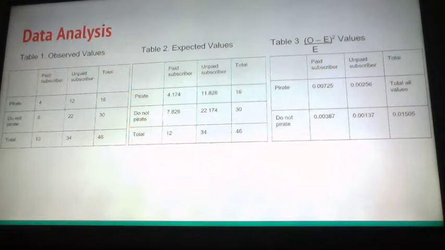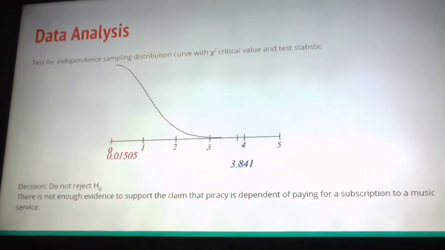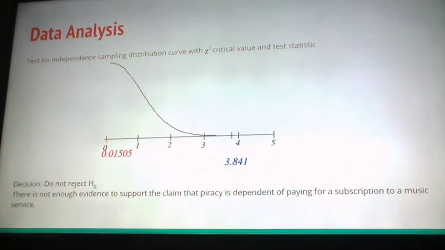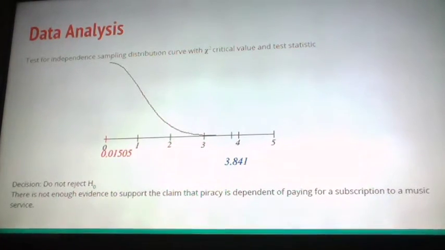These are the observed values, expected values, and (observed minus expected) squared over expected values for our test of independence. This is our sampling distribution curve for the test of independence with the chi-square critical value and test statistic. Our chi-square critical value was 3.841 and our test statistic was 0.01505. Because the test statistic 0.01505 does not fall in the rejection zone, our decision is to not reject H0. There is not enough evidence to support the claim that piracy is dependent on paying for a subscription to a music service.